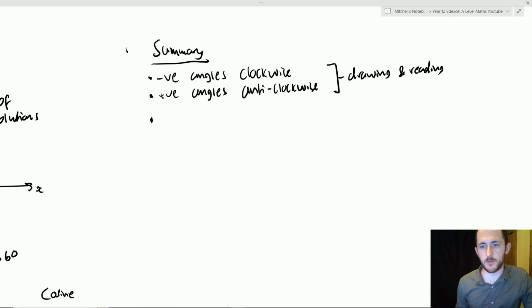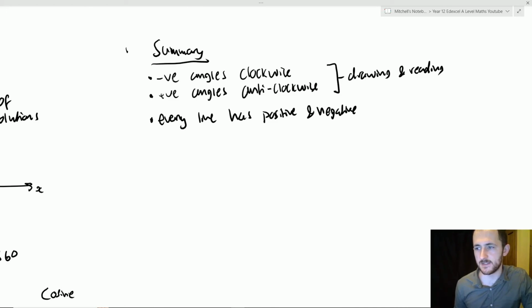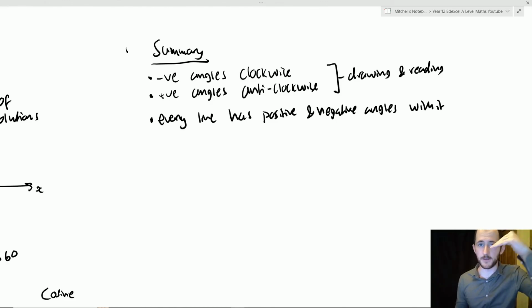The next thing that I think would be important to remember is every line has positive and negative angles with it. Which means if I ever draw a line on that diagram, I can go clockwise to it or anti-clockwise to it and get valid solutions. So the common place that I would say to be wary of is negative angle limits.